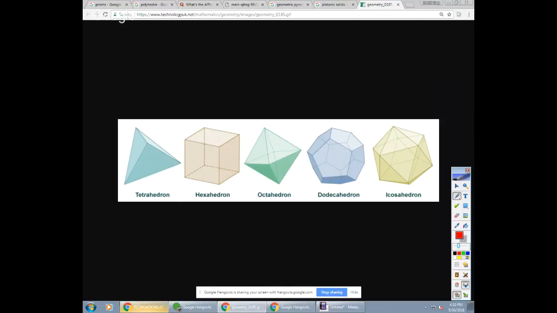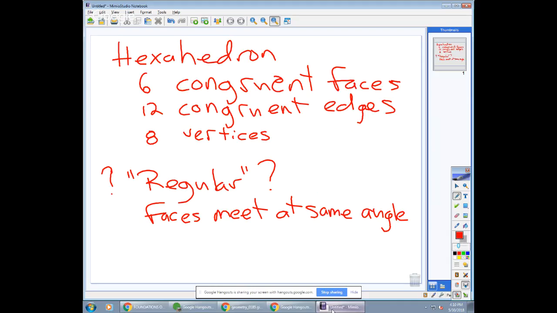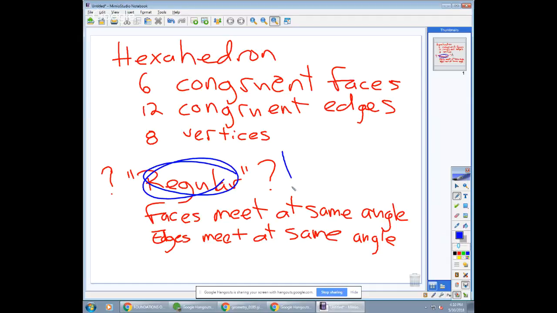So that was awesome, Taylor. Good observation. So the edges also meet at the same angle. Edges meet at the same angle. And that's exactly what we need to call something regular in 3 dimensions. So yeah, the hexahedron is a regular polyhedron.